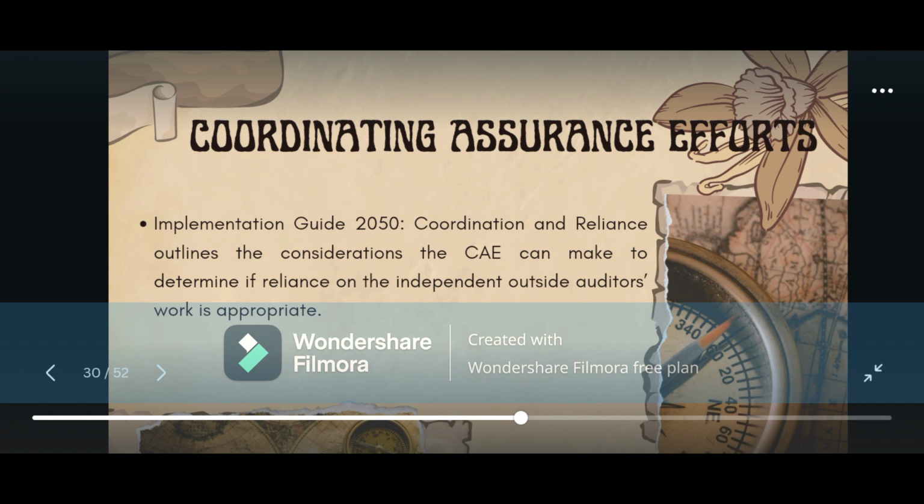Implementation Guide 2050 Coordination and Reliance outlines the considerations the CAE can make to determine if reliance on the independent outside auditor's work is appropriate. While it is important to leverage the efforts of other internal and external assurance and consulting activities, the most common form of such collaboration is with the independent outside auditors.